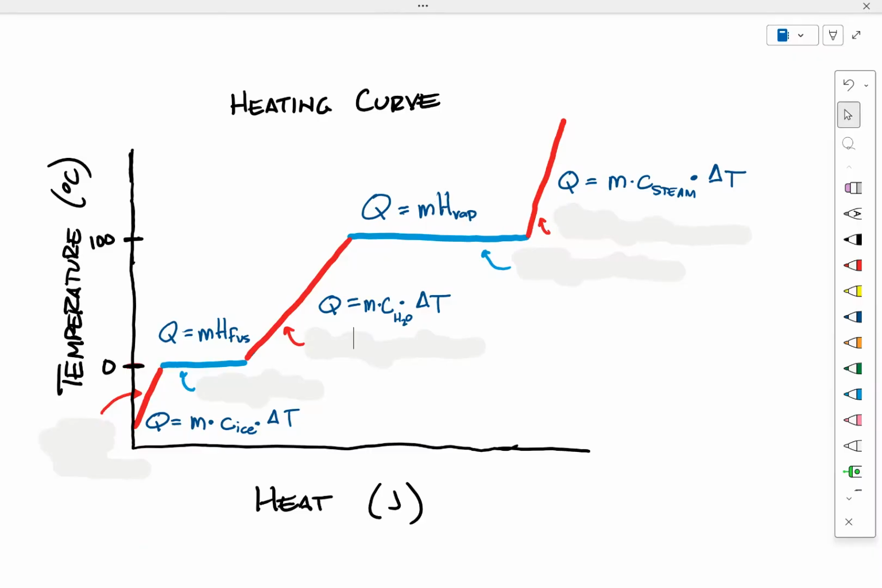All right, let's take a look at a heating curve, and we're going to use this to do some of our calculations for the thermodynamics unit here. This is a heating curve for water, and we know that because we see some landmark regions on this graph.